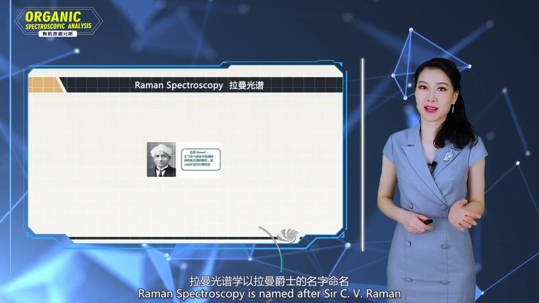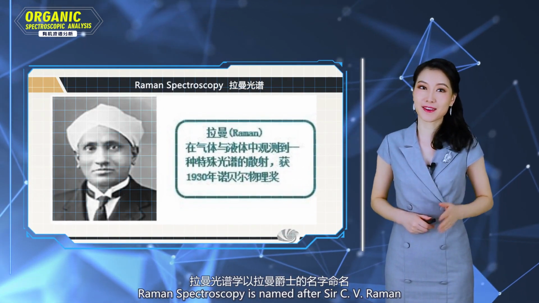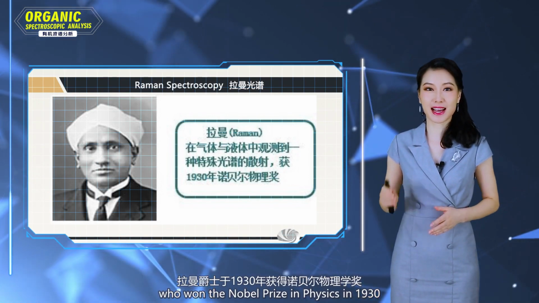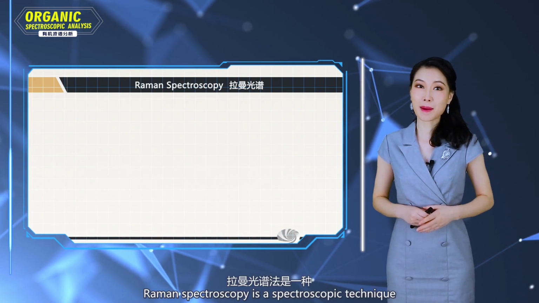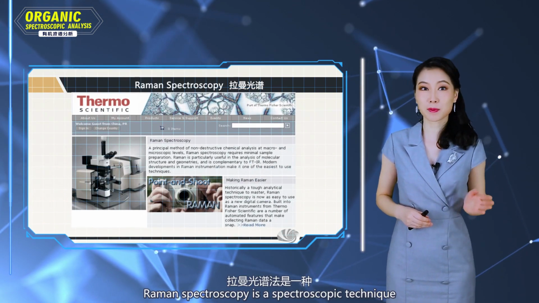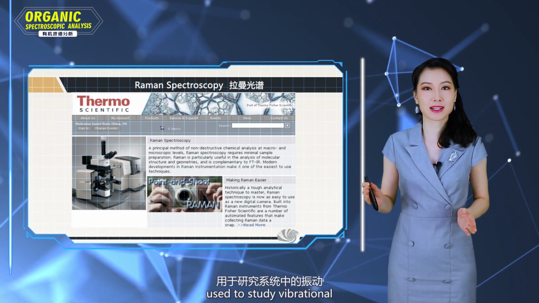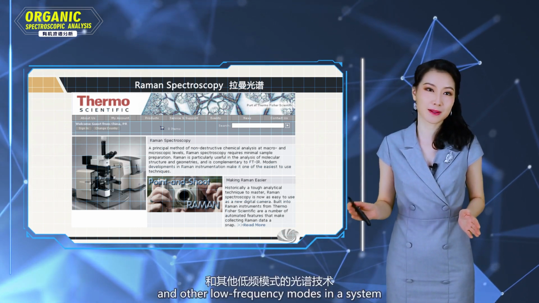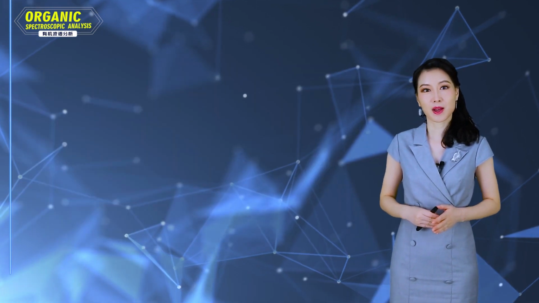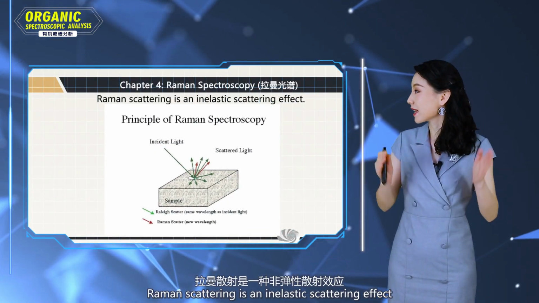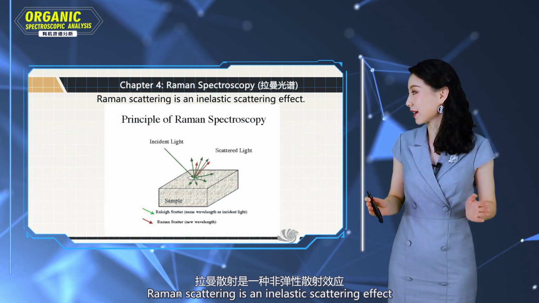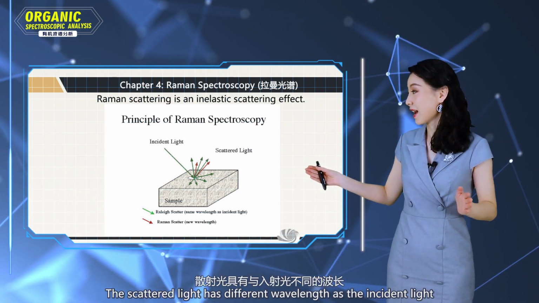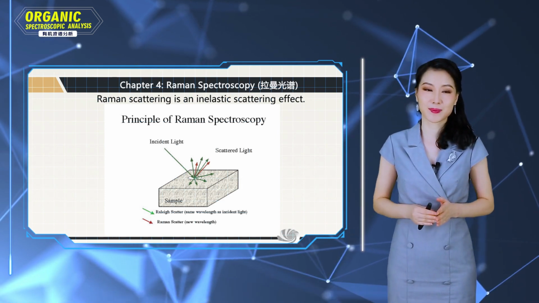Raman spectroscopy is named after Sir C.V. Raman, who won the Nobel Prize in Physics in 1930. Raman spectroscopy is a spectroscopic technique used to study vibrational, rotational, and other low-frequency modes in the system. Raman scattering is an inelastic scattering effect. The scattered light has different wavelengths from the incident light.